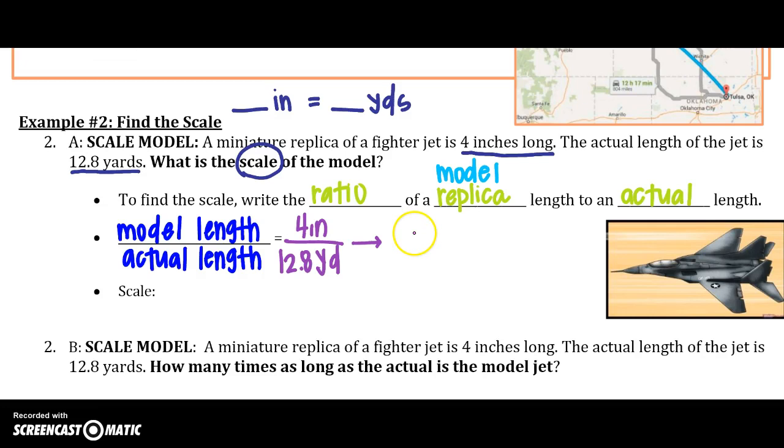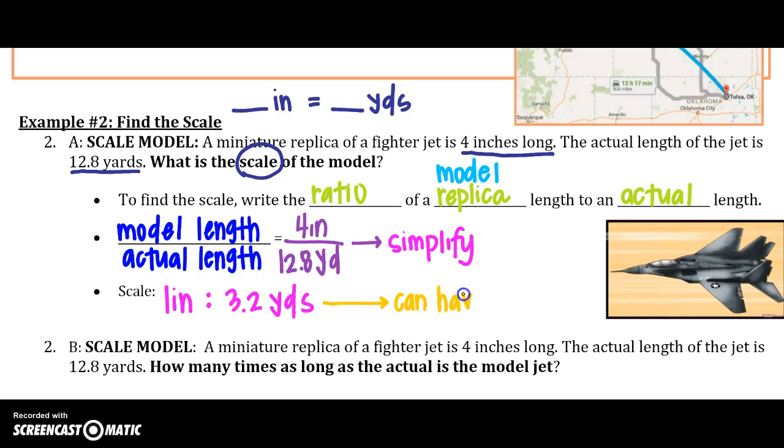I'm going to simplify. So I'm going to get 1 inch equals 3.2 yards. And unlike scale factor, scale can have 2 units. So that is how they are different. Scale factor, remember, is just 1 over 2 or something like that. Scale can have 2 units.